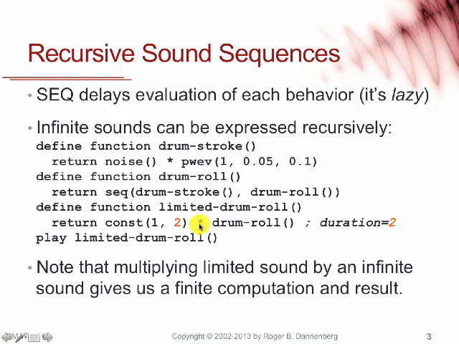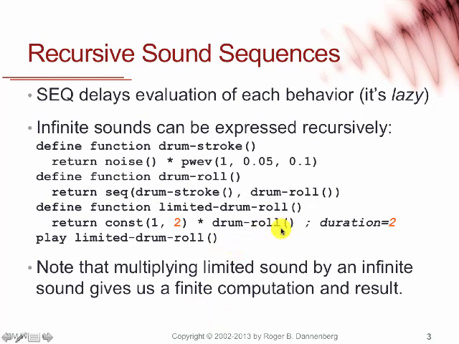Now, when we do that, the multiplication operator in Nyquist is kind of a smart operator. It knows that when you multiply by 0, the result is 0. And it knows that when a sound reaches its stop time, it goes to 0 and remains at 0 forever. So when you multiply by this constant of duration 2, the multiply operator says, whatever drum roll is doing, I can just stop doing it at that point, and I can terminate because the result will be 0 forever. And so that terminates the recursion.